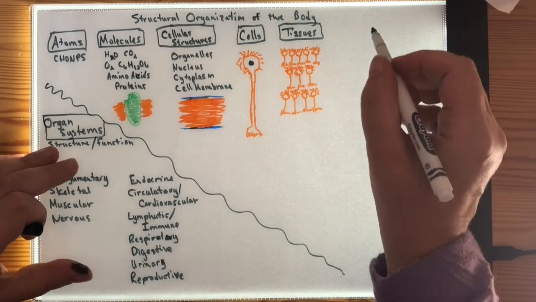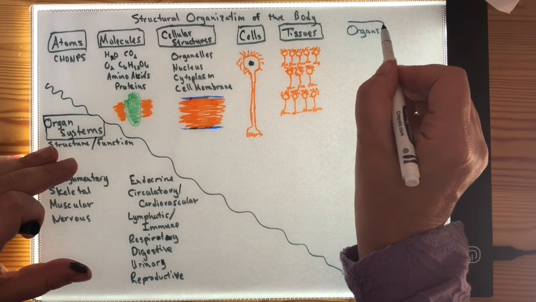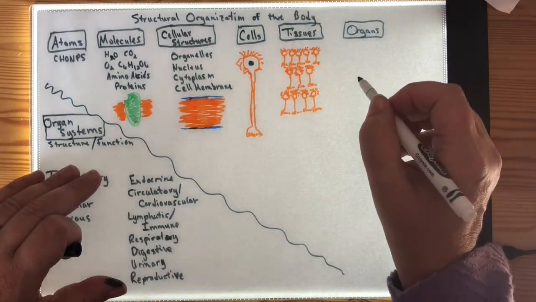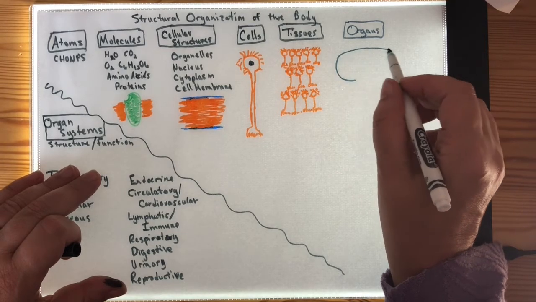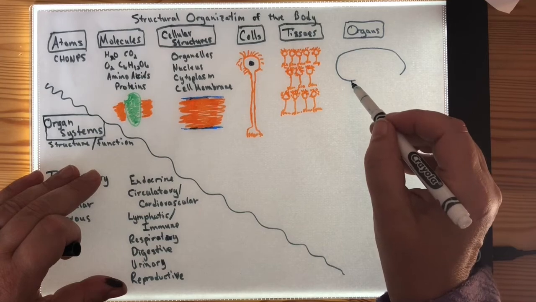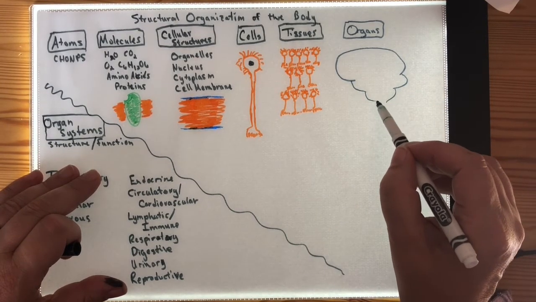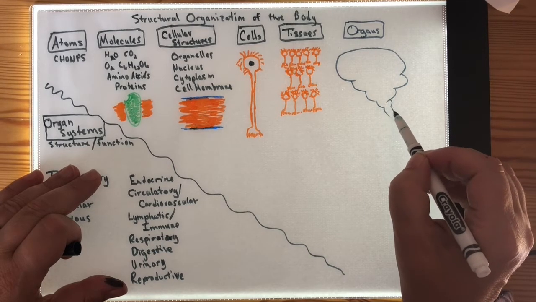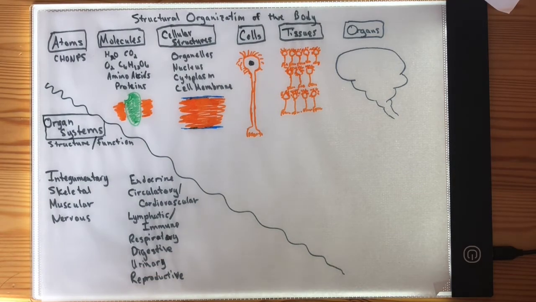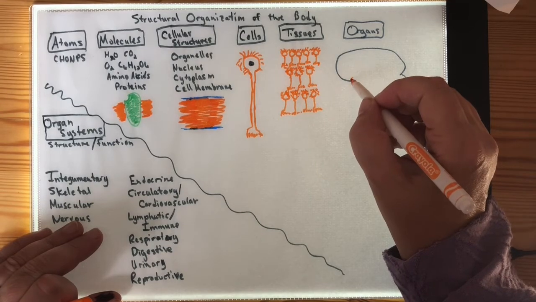Let's move on to maybe the structure that students are most comfortable with, which would be the organs of the body. Organs are defined as two or more tissues working toward a common goal. Remember that tissues were many cells working toward a common function. Organs are two or more tissues working toward a common goal. Note the difference.